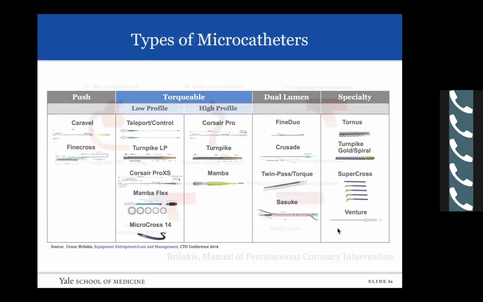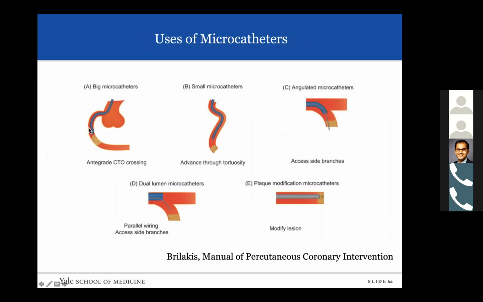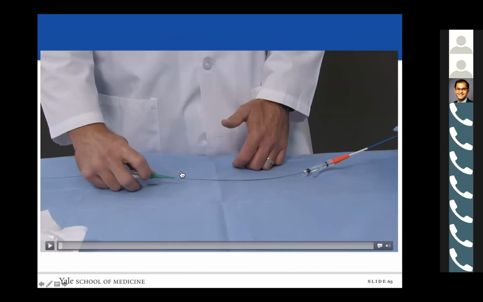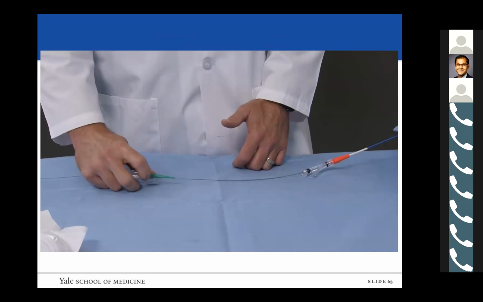We talked a little bit about using microcatheters to aid push, to advance through tortuosity, to access side branches, to modify the lesion. So this is actually Jason Wollmuth, one of the CTO master's course, showing how to rotate a microcatheter using both hands to maximize your chance of crossing the lesion.